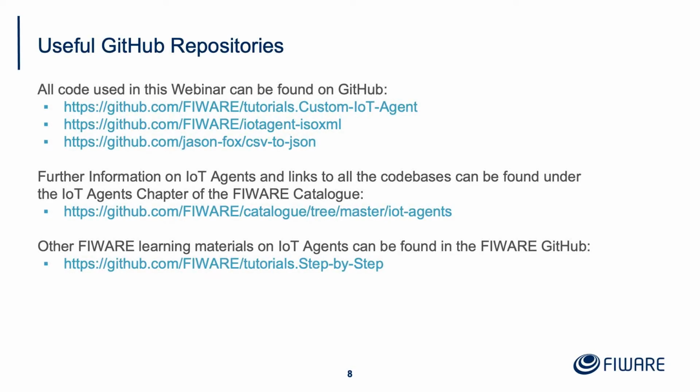I know this has been a quick run through. Therefore, all of this code is available: the custom IoT agent, the ISOXML agent, and the load up to CSV, so you can run all this stuff yourself. And of course, there's a lot more information on the existing IoT agents within the FIWARE catalog. And of course, beyond the custom IoT agent, there are many other tutorials to help you with other elements.